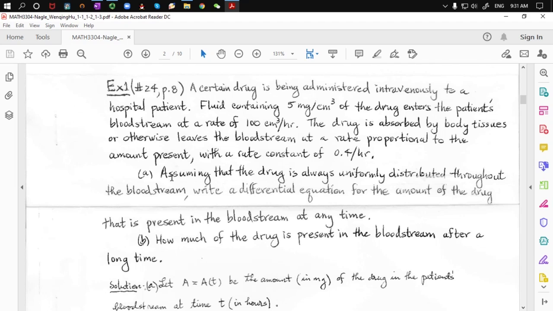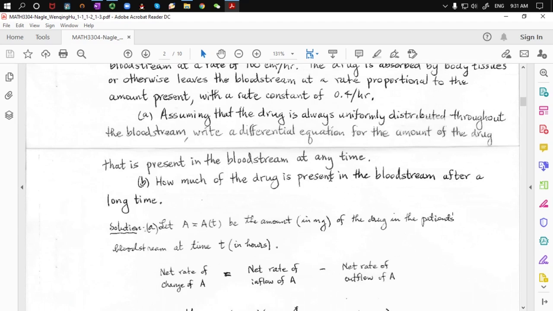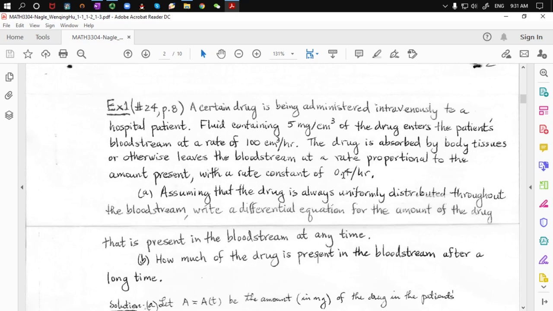Now let's see the questions. First question: assuming that the drug is always uniformly distributed throughout the bloodstream, can you write a differential equation for the amount of the drug that's present in the bloodstream at any time? Part B: how much of the drug is present in the bloodstream after a long time? Now how do we solve this problem? The question is about how much drug, the amount of the drug present in the bloodstream.